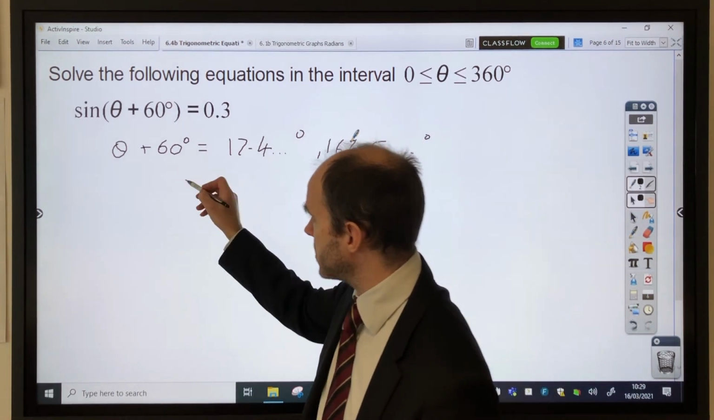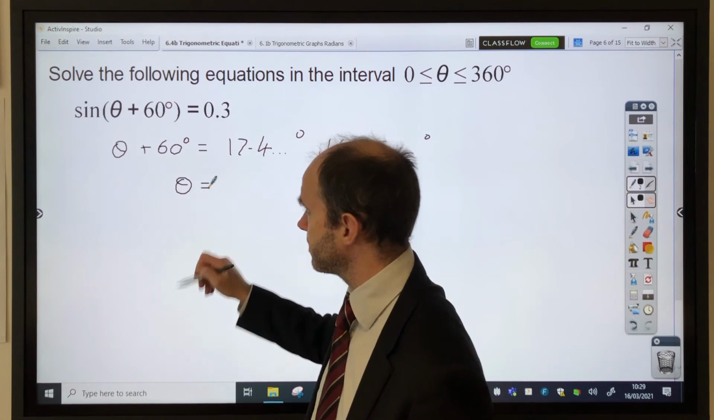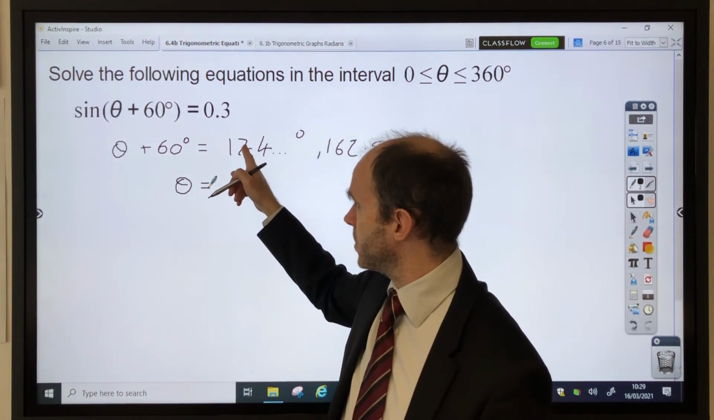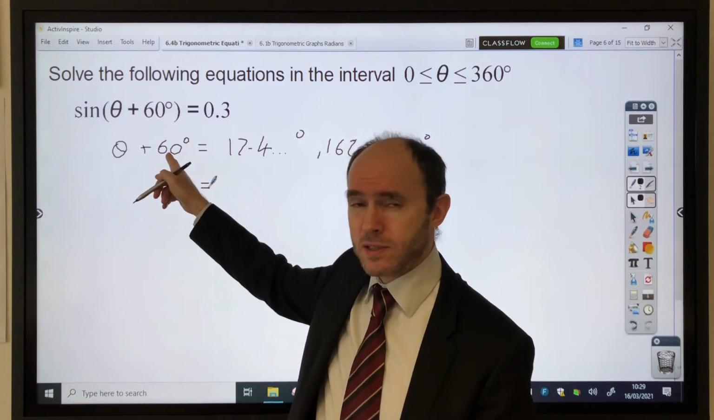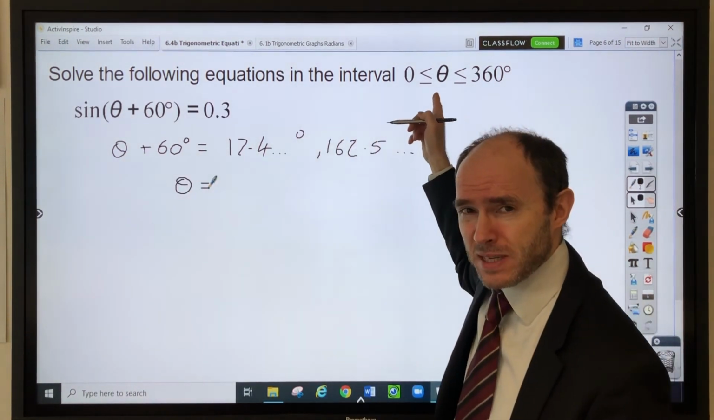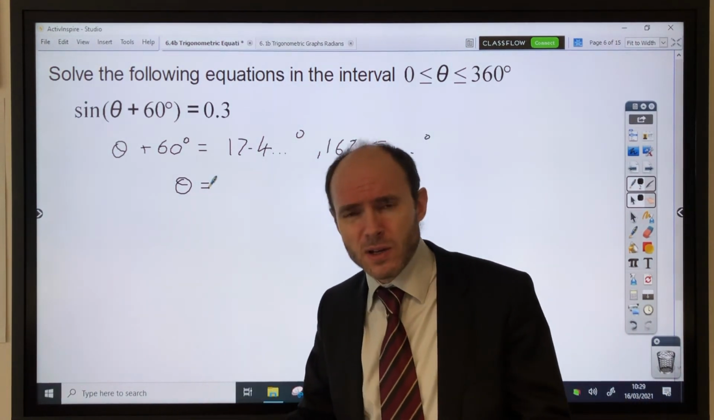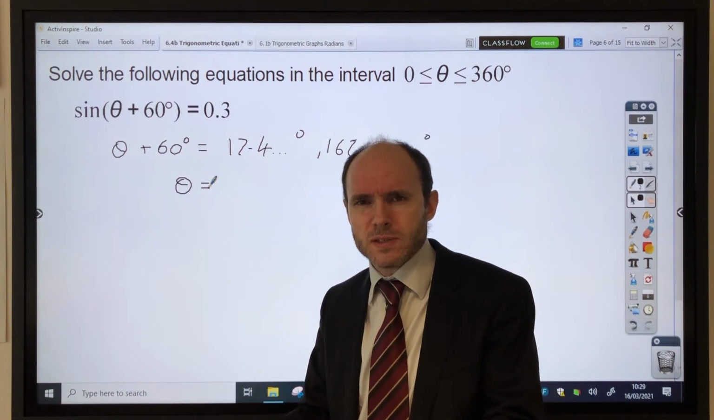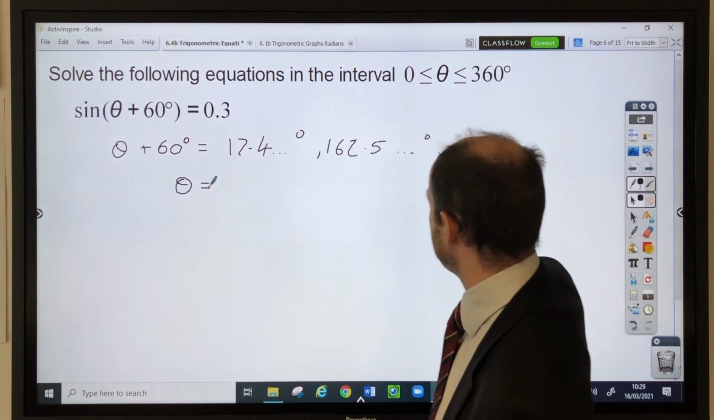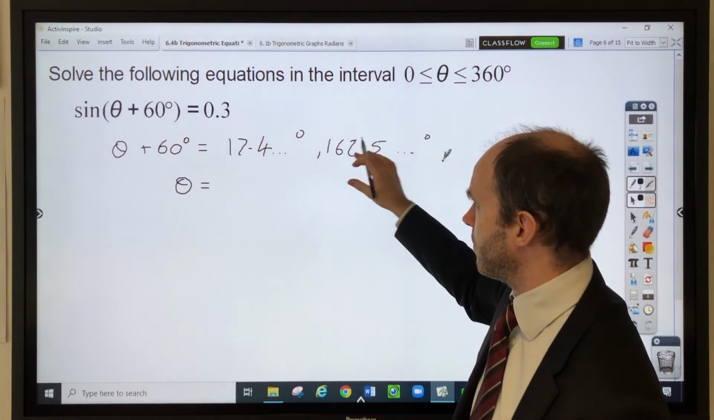But notice when you subtract 60 degrees from this, it becomes negative, doesn't it? Because you want to do 17.4 subtract 60 to get theta. Well, that's no good. You don't want an actual value of theta to be negative. But hang on, I did say there's generally two answers for this. So what to do? Well, find another one. If we're not going to use that one there, find one more than this. So we can find one more answer.